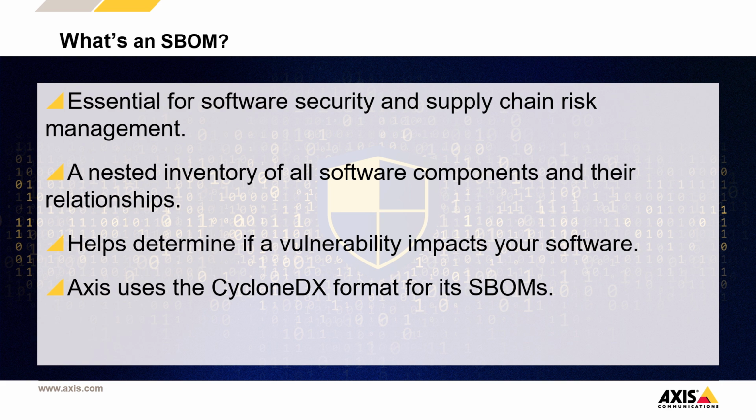Think of an SBOM like a family tree for your software. It doesn't just list components, of which there are over 2,000 in the AXIS OS device software. It also shows how they relate to one another. Understanding this hierarchy and origin is key to identifying risks and ensuring compliance. A typical AXIS OS SBOM contains over 47,000 rows.